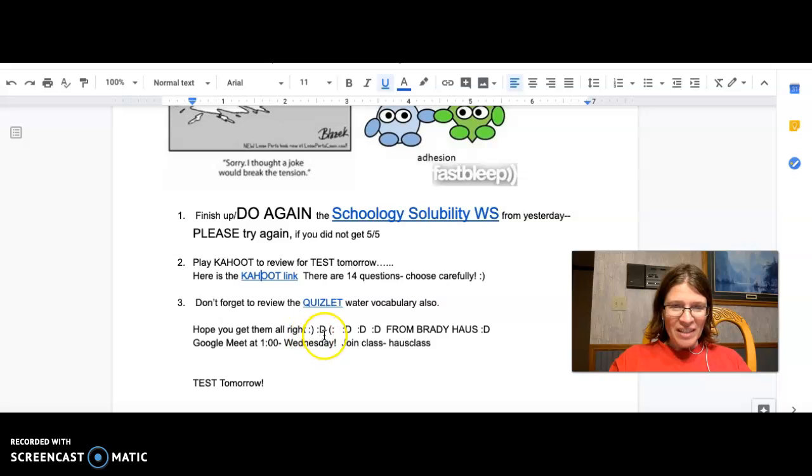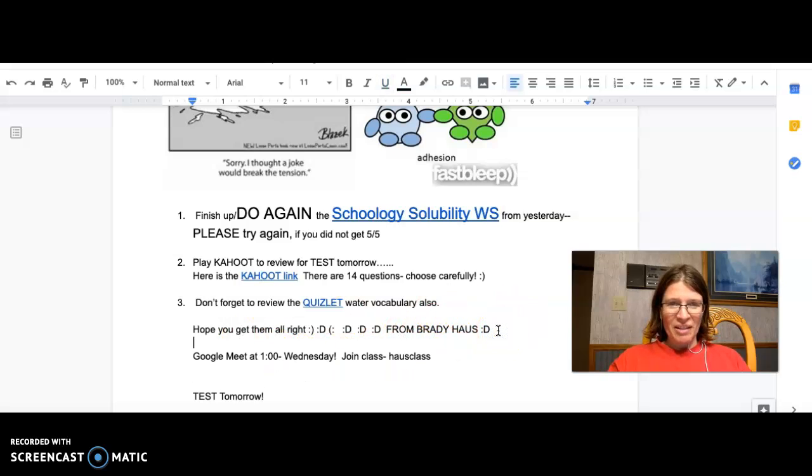He made all these fancy smiley faces. He said he thinks he came up with them by himself. So this is from my son, and he just wants to share a message with you because he was all excited about your Kahoot.